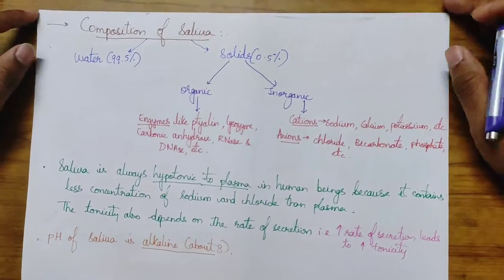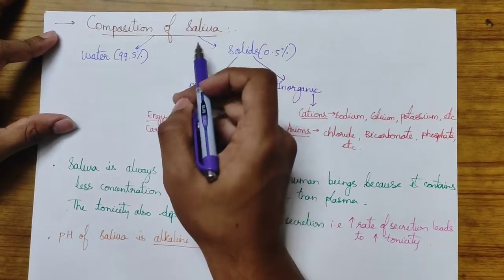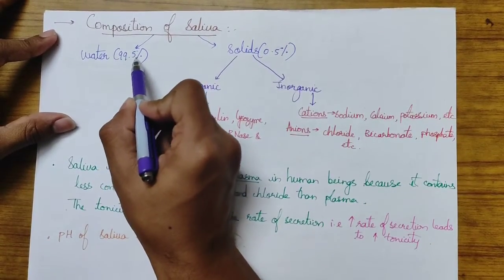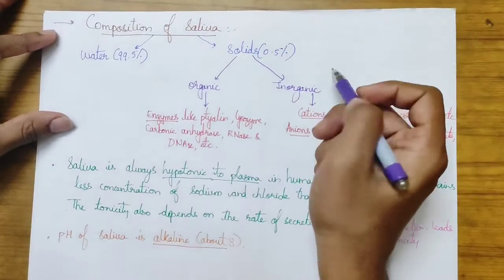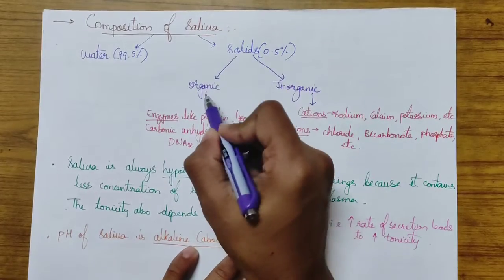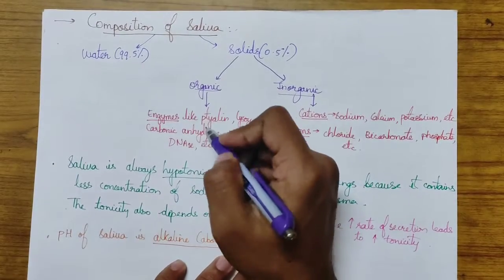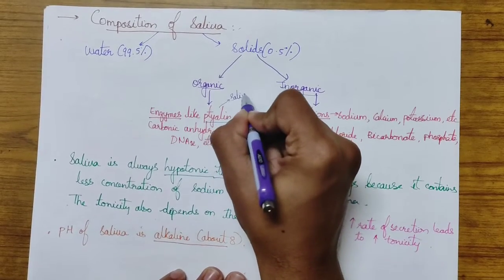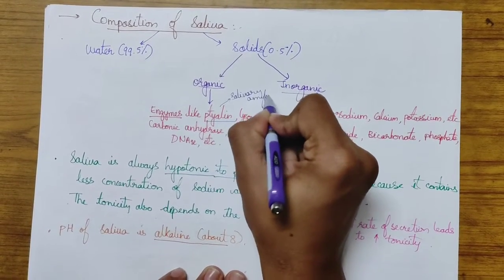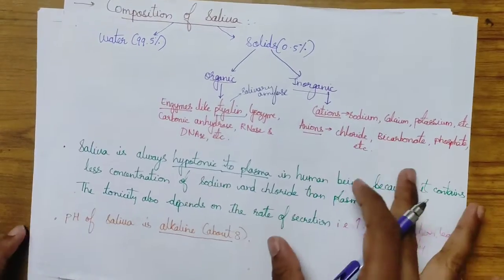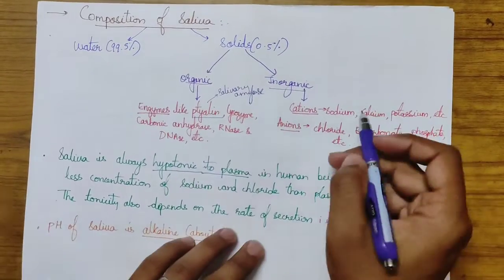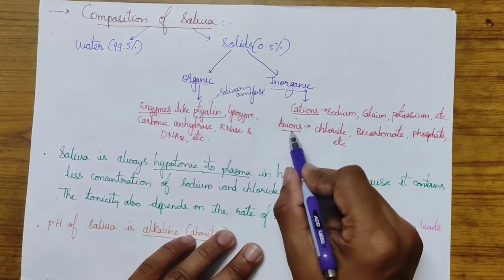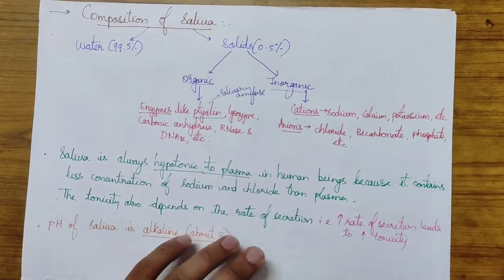Composition of saliva. Saliva mainly contains two components, water and solids. Water is the major portion, 99.5%, and solids are only 0.5%. These solids can be divided into organic and inorganic. Under the organic, it contains enzymes like ptyalin or salivary amylase, lysozyme, carbonic anhydrase, RNase, DNase, etc. Under the inorganic, it contains cations like sodium, calcium, potassium, and anions like chloride, bicarbonate, phosphate.